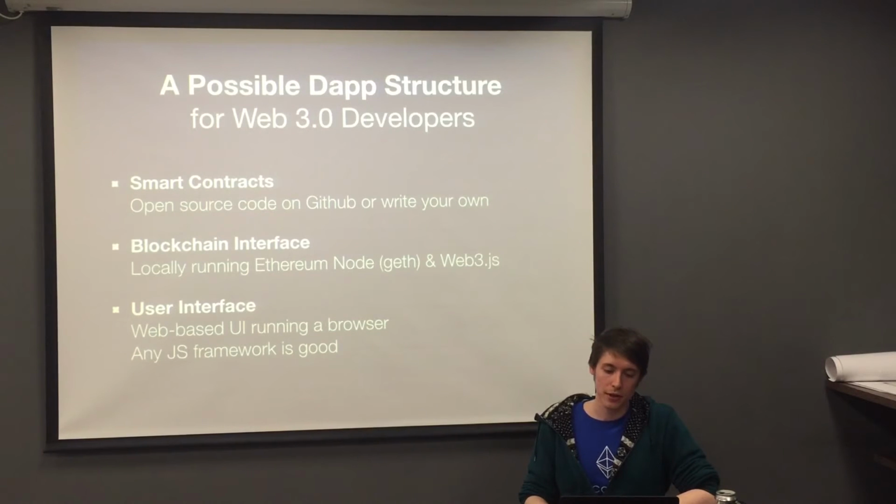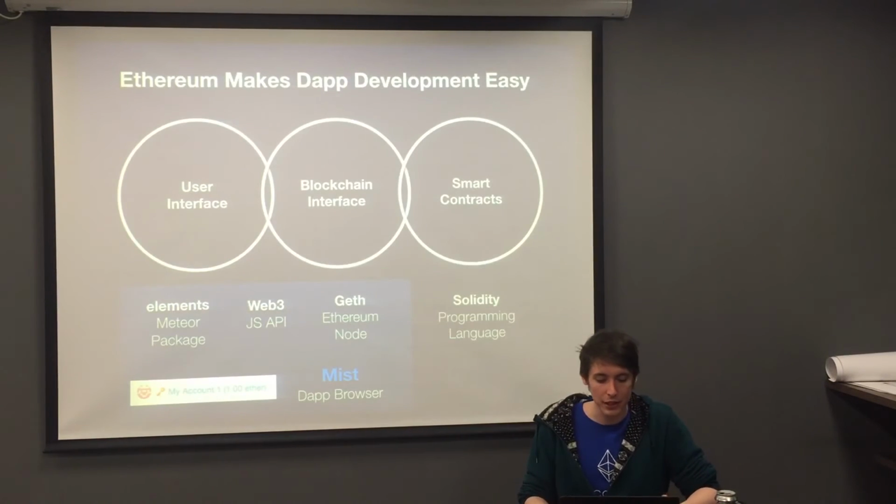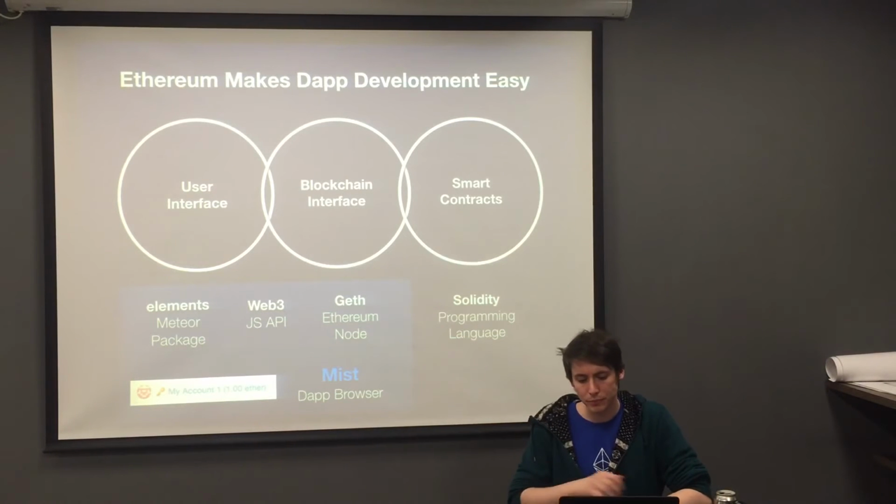A possible structure for an Ethereum Dapp is you have some smart contracts. A lot of them are on GitHub, so you don't really need to write them yourselves, and a lot of them are reusable for lots of situations. You would have a blockchain interface, which I'll talk about in a second. It consists of Geth and Web3.js, which is a library for talking to Geth. Also a user interface, which you should all know about already because you write websites. Any JS framework you can use, Angular, doesn't matter. Meteor in particular is one that's adopted by the community.